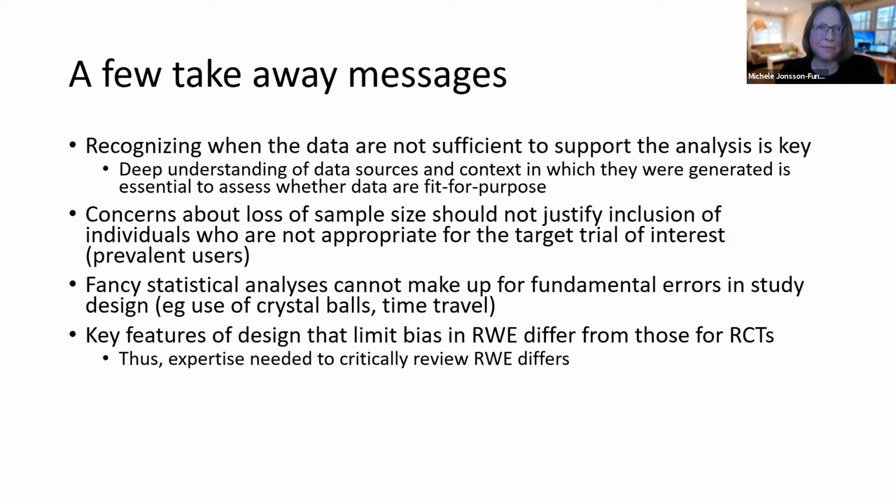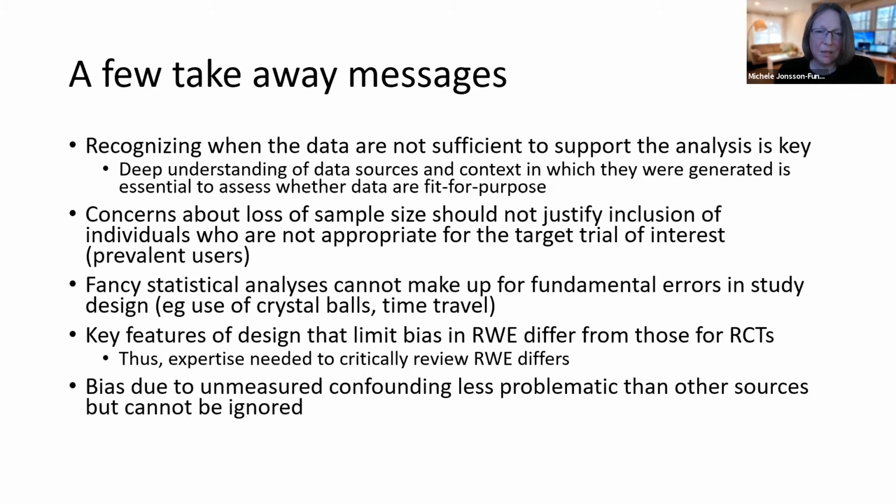And finally, I think we heard over and over again that although there's a lot of worry about unmeasured confounding, it tends to be less problematic than other sources of bias. That the biggest problems arise from things that are upstream from the moment when you start to worry about unmeasured confounding. That said, we can't ignore it.